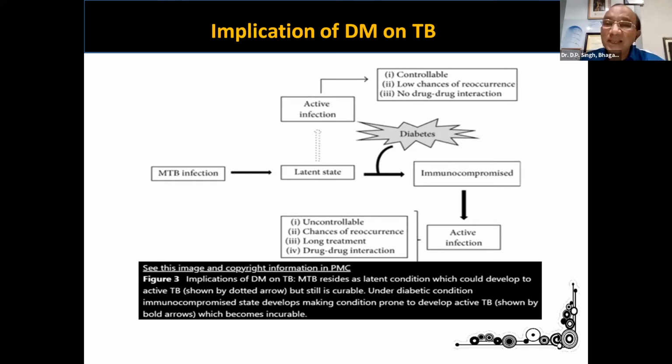But once there is entry of diabetes mellitus, immunocompromise occurs, and this TB-DM combination becomes uncontrollable. Chances of recurrence will be high. Treatment may be longer. Drug interaction will be more. So this is the situation brought by this combination.